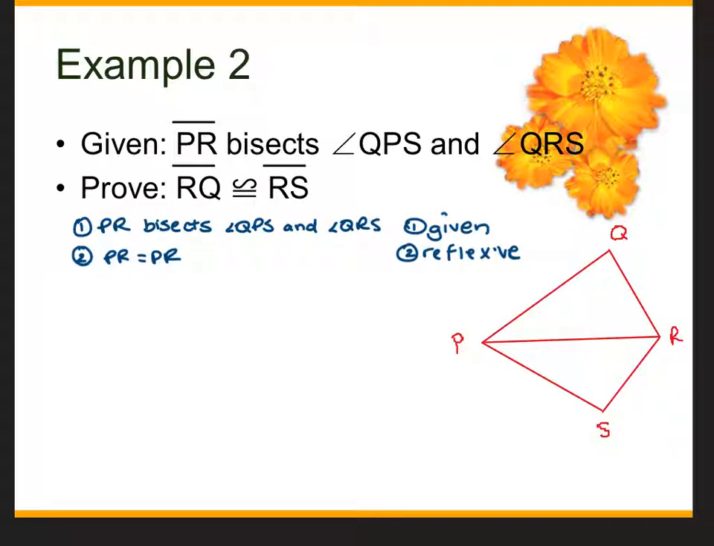Now what? Okay, so this time it says it's bisecting both angles, right? So you have angle QPR is congruent to angle RPS and angle QRP is congruent to angle SRP.